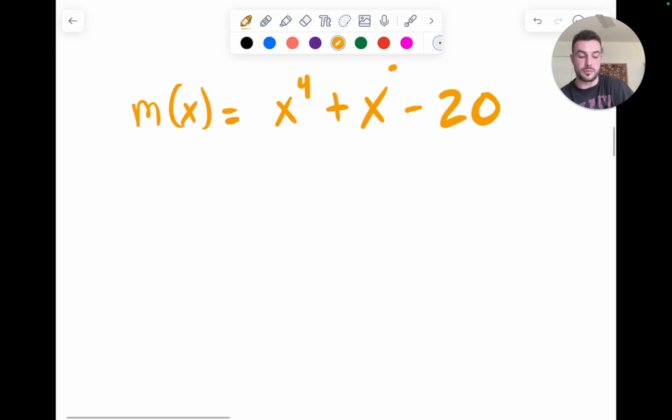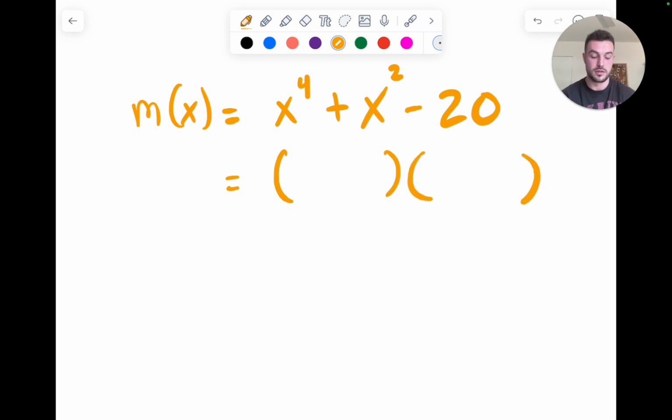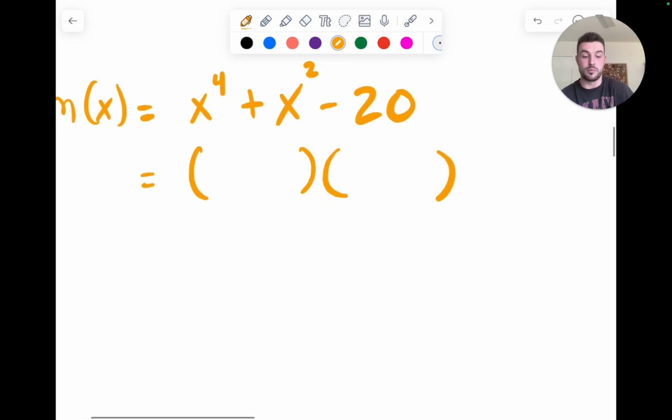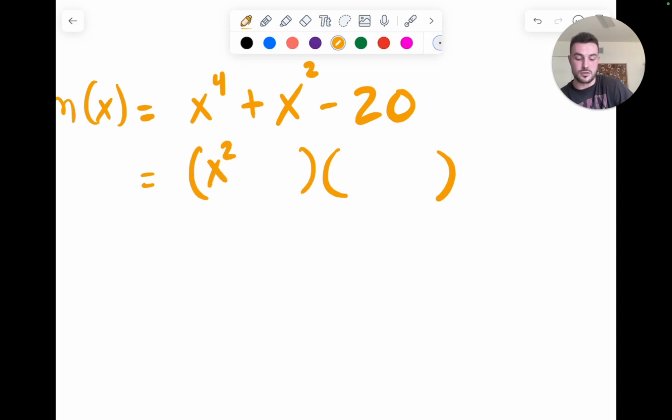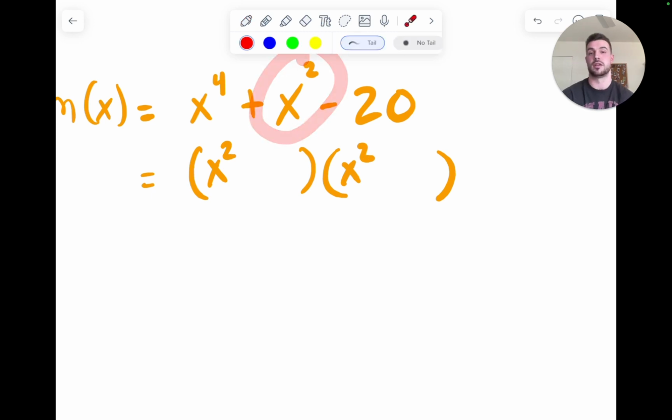It's a little bit different because I have higher exponents. But because it's in quadratic form, then we can treat it like a quadratic. So I'm going to set up two different factors here. Now, because these first two terms are going to need to multiply to x to the 4th, I'm going to have an x squared and an x squared because the middle term is x squared. If we had multiple terms, it might be something different, but it's not going to be because of that middle term.